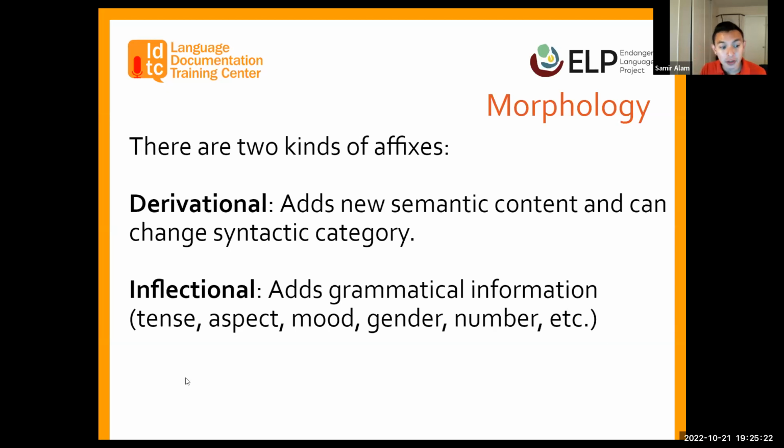So inflectional affixes add grammatical information. They add some change in meaning, but it's not very drastic, whereas derivational morphemes have a very big change in meaning. But yes, if you're familiar with the technical terms tense, aspect, mood, gender, number, morphemes that indicate any of these are typically inflectional morphemes.